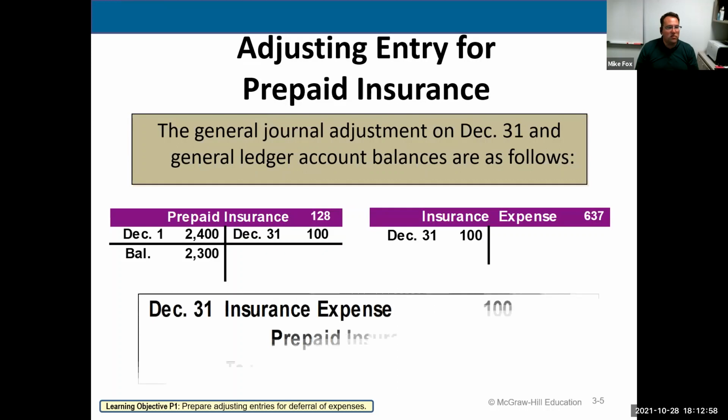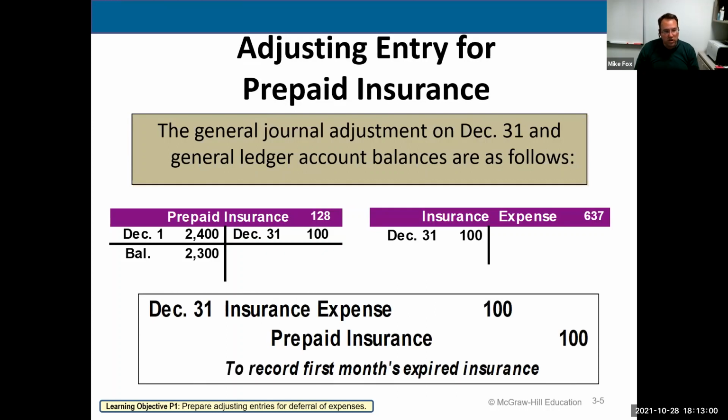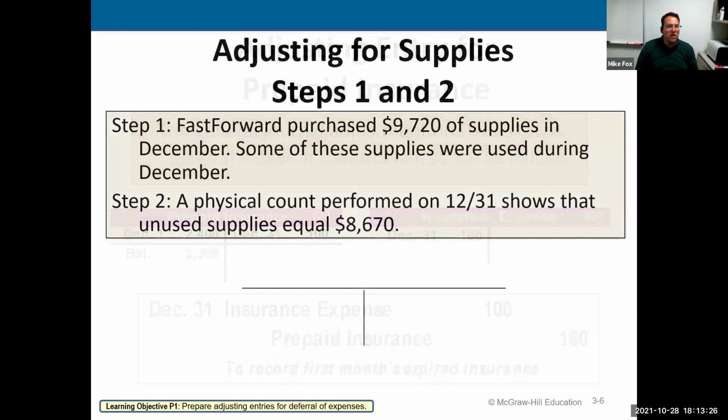I think so. That's what the journal entry would look like there. A debit to insurance expense for the adjusting entry of 100, and a credit to prepaid insurance. And so adjusting entries for these prepaid assets always look the same way. The adjusting entry is always a debit to the expense and a credit to the prepaid asset, whether it's prepaid insurance or prepaid rent or whatever. They always follow that same pattern.